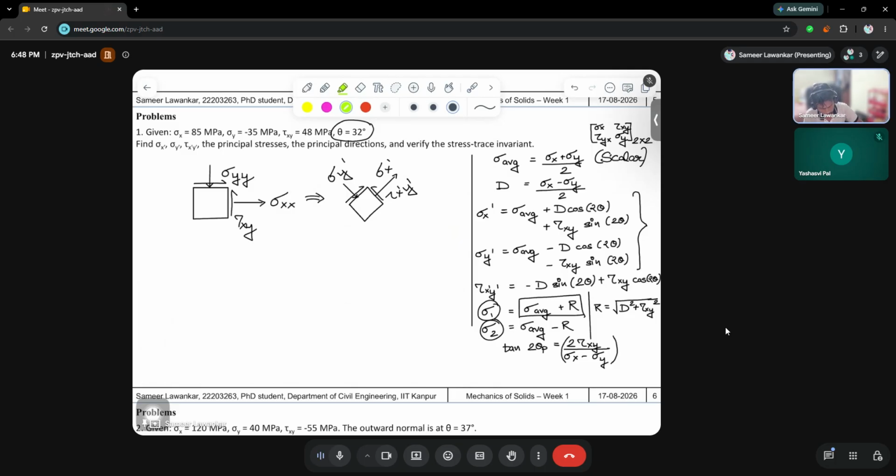So this is a much better approach to understand what is actually happening here. This is basically the normal plane on which sigma x, sigma y, and tau xy are given to us. I've designated sigma y as compression and sigma x as tension, as given in the question. And this is the orientation, theta equal to 32 degrees.